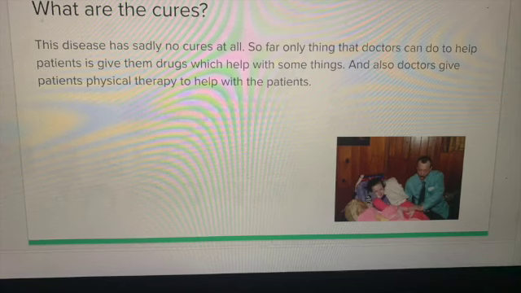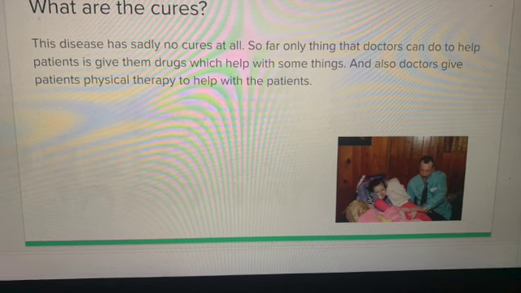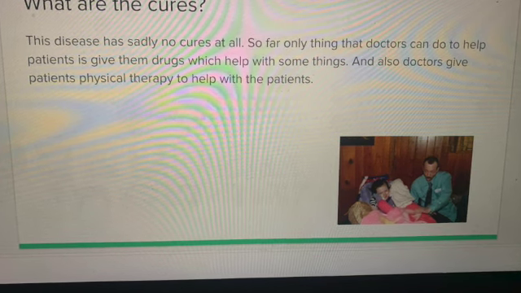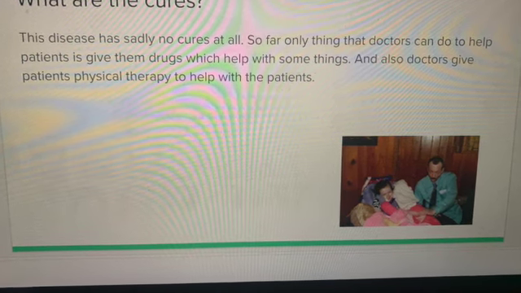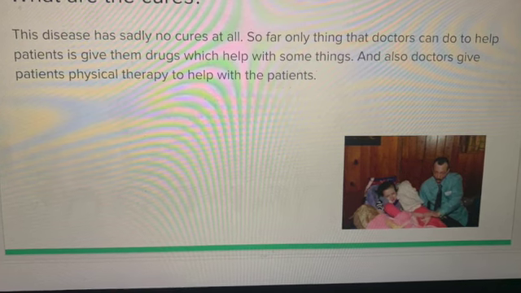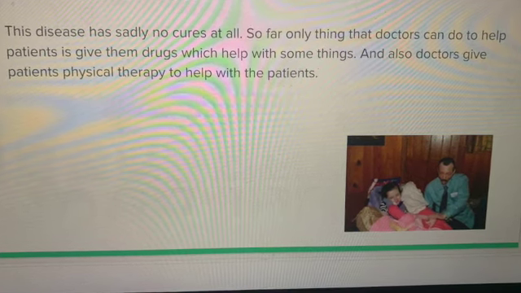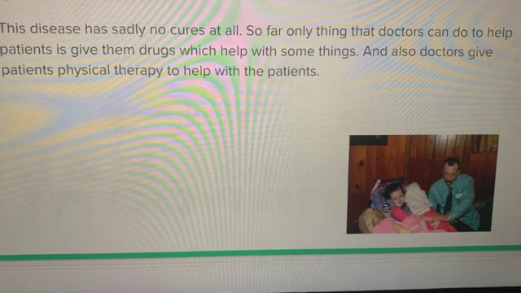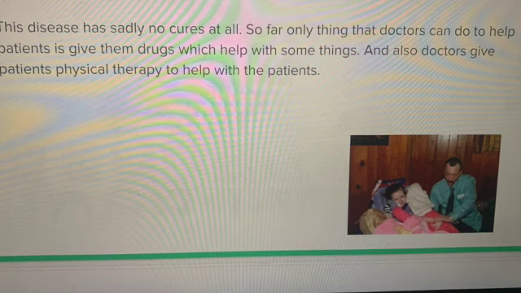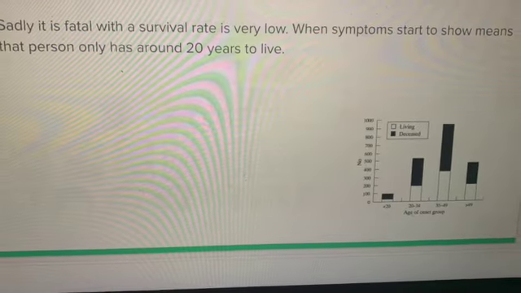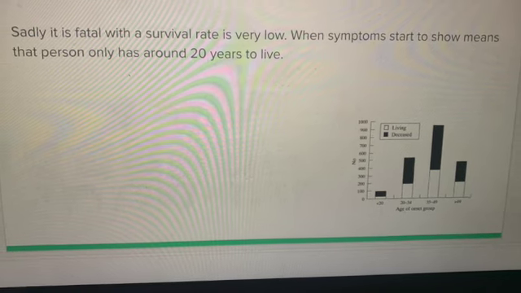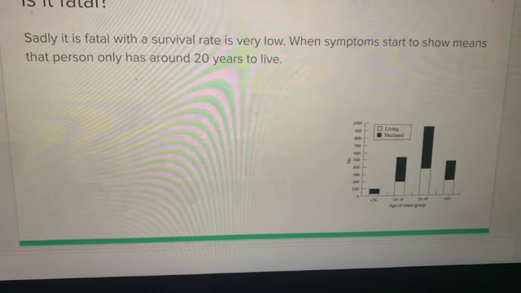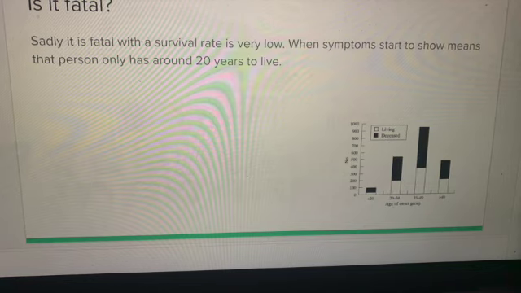What are the cures? The disease has sadly no cure at all. So far, the only thing that doctors can do to help patients is give them drugs which help with some things. Also, doctors give patients physical therapy. Is it fatal? Sadly, it is fatal. The survival rate is very low. When symptoms start to show, it means the person only has around 20 years to live.